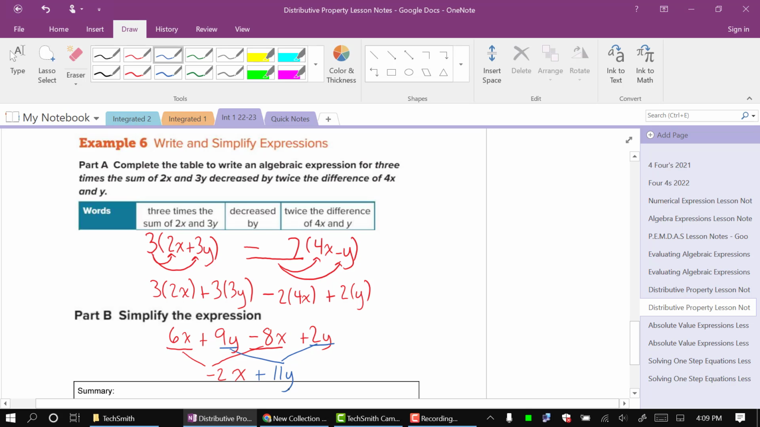So our main ideas today were collecting our like terms, like we did from this line to this line, and distribution, where we multiply the number in front of the parentheses by every term inside of the parentheses.